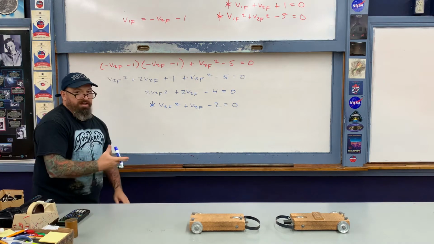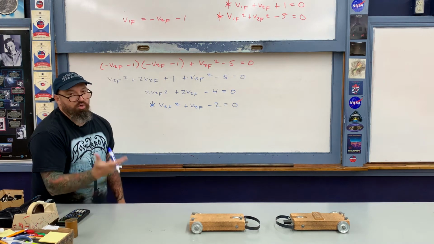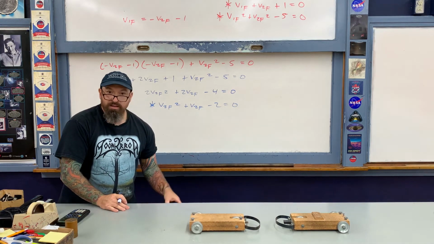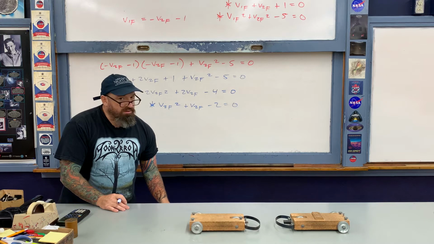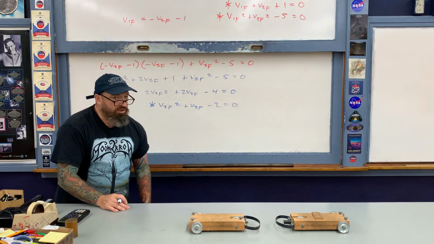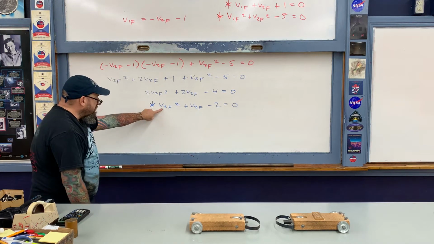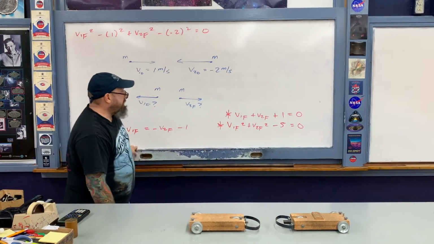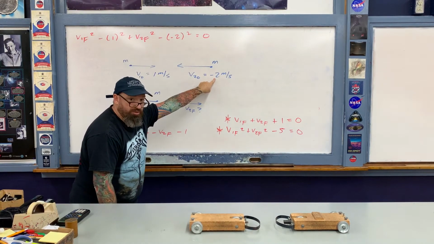Now here's something that can help you factor. You already know ahead of time what one of the solutions has to be. Not 0, but one of the solutions has to be the no collision solution. So one of the solutions for V2 final has to be negative 2 meters per second.